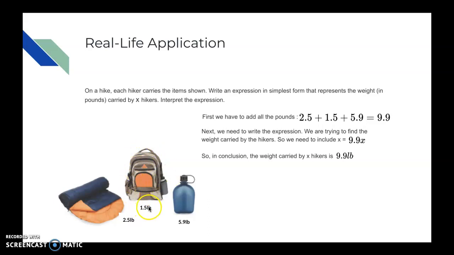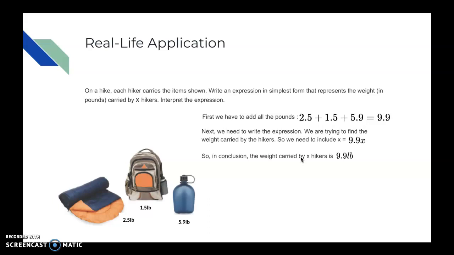First, let's take a look at the diagram here. This backpack weighs 1.5 pounds. This sleeping bag weighs 2.5 pounds. And this water bottle, a huge can by the way, it looks small in the picture, is 5.9 pounds. First we have to add all the pounds: 2.5 plus 1.5 plus 5.9 is 9.9. Next, we need to write the expression. We are trying to find the weight carried by the hikers, so we need to include x: 9.9x.